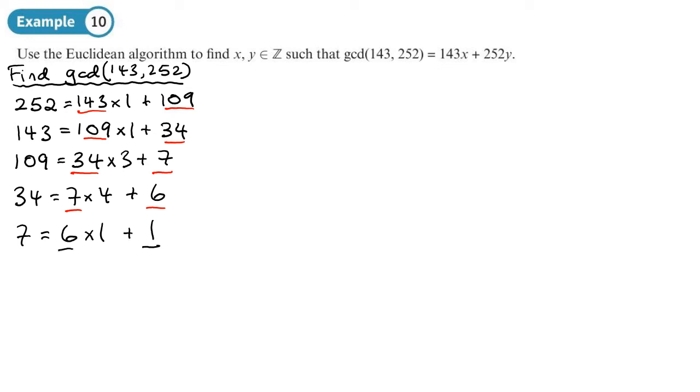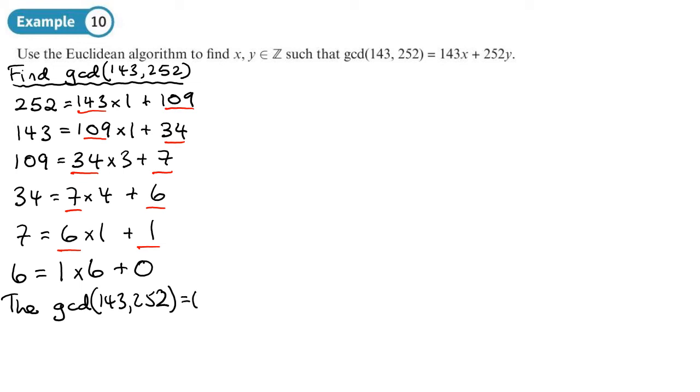and shift those across. So then that will leave 6 equals 1 times 6 with no remainder. So that means that the greatest common divisor of those two numbers is 1. They're co-prime. The GCD of 143 and 252 equals 1. Therefore, they are what we call co-prime. The only common factor or common divisor that they share is 1.